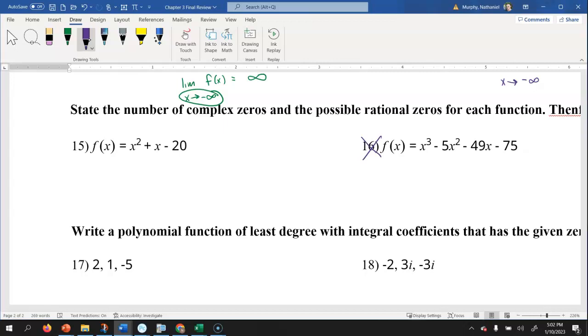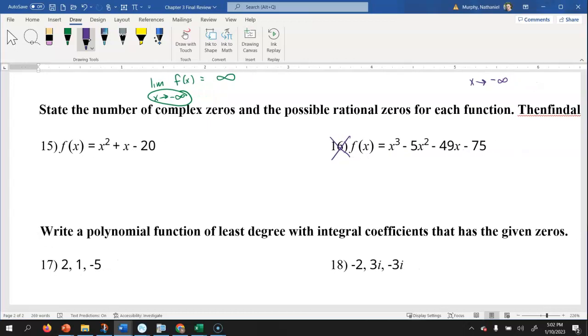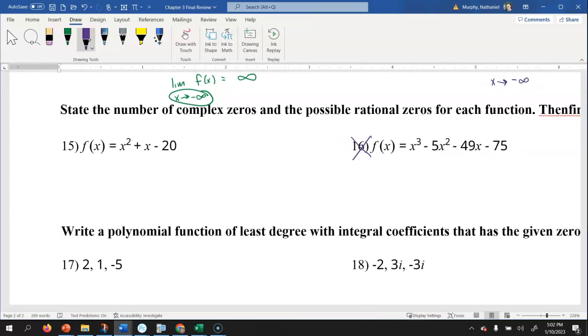So x squared plus x minus 20. We want to find all the zeros. The zeros are the x-intercepts. So we're going to do that by factoring. What two numbers multiply together to be negative 20 and add together to be 1? Well, that's 5 and negative 4. 5 times negative 4 is negative 20, and 5 plus negative 4 is a positive 1. If I set those equal to 0, I get negative 5 and 4. So those will be my x-intercepts. And the degree is 2, and we have 2 x-intercepts. We found them all.